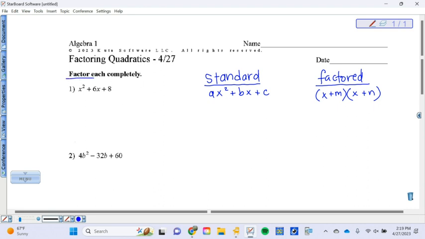It says to factor each completely. That just means we need to figure out the two binomials that multiply together to get us back to this. So remember, they're two binomials, so that means I have 1, 2, 3, 4 spaces to fill in. What do I definitely know my first times first is going to be? X times X, because I got to get to this X squared. And then how am I going to figure out what I put in my last spots?